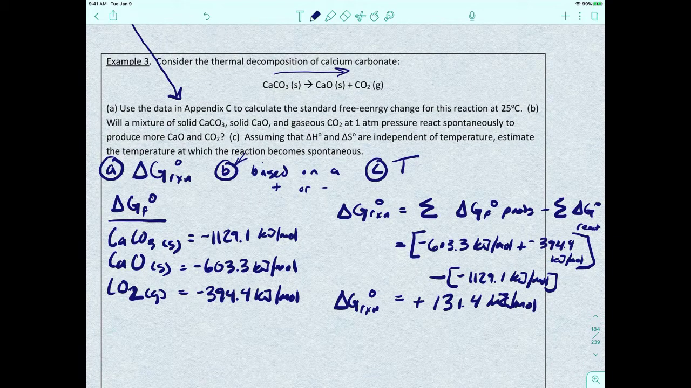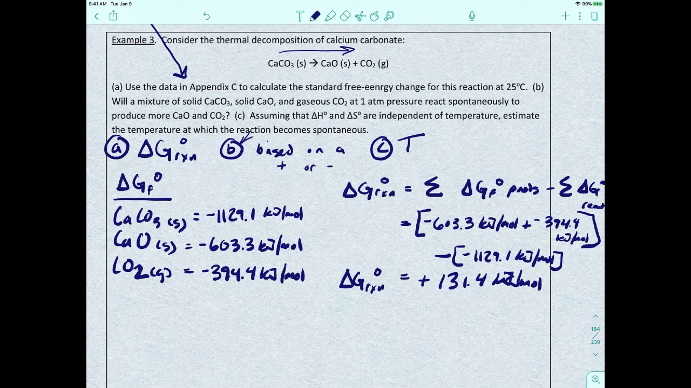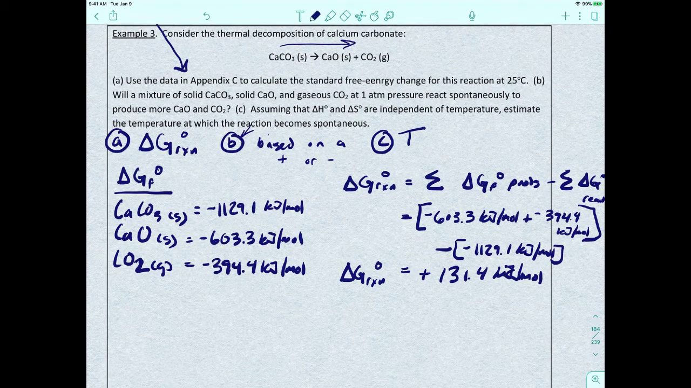Okay, so what does this mean? All right, so what this means for us is that the way that we calculated the delta G of the reaction, it is going to be non-spontaneous in the forward direction. Okay, and again, because of that positive value, that's how we know. All right. So we've got delta G of that reaction. Now, there is a way that we could calculate.